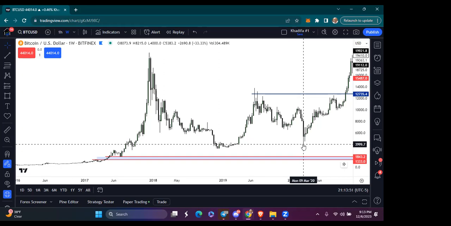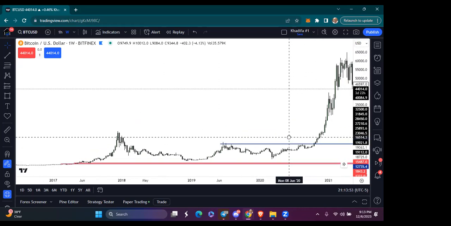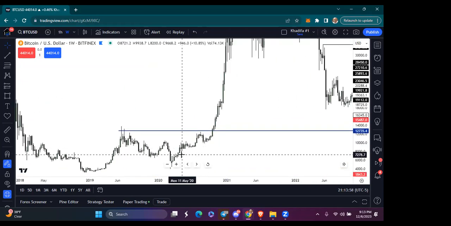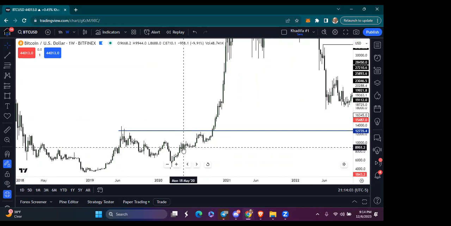3 days later, right? So we see the halving on May the 11th, right? And Bitcoin was at $8,590 at the third Bitcoin halving in 2020. Price was at $8,590, right? So for the first halving, price was at $12.30.